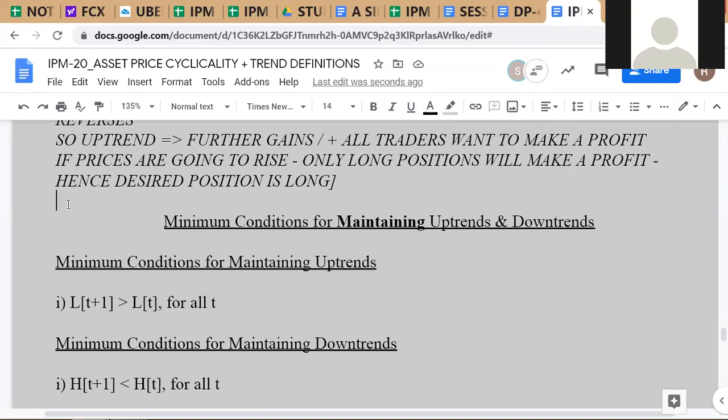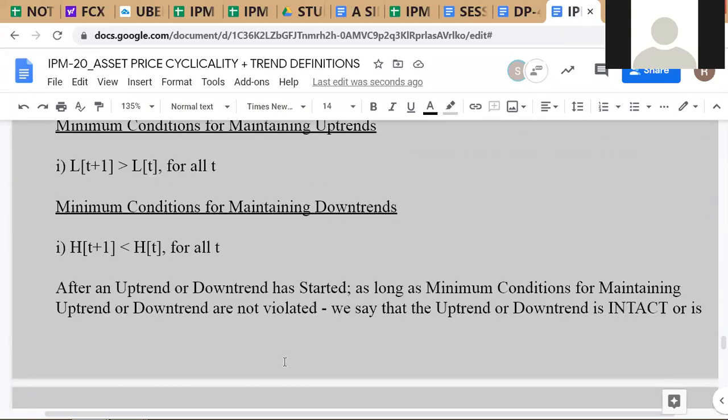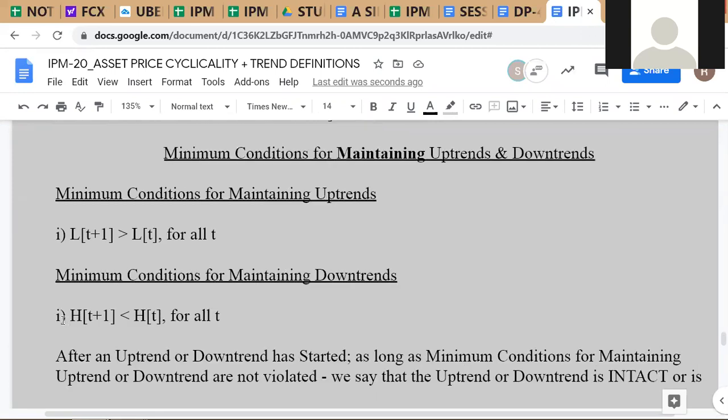Maintaining uptrend. Look at the mathematical notation. These are the conditions for maintaining, which means if you want to keep the uptrend or downtrend intact, you have to satisfy these conditions. This is for uptrends, and for downtrends, you have to satisfy this condition. Notice that for maintaining uptrends we are only focusing on the lows, and for downtrends we are only focusing on the highs.